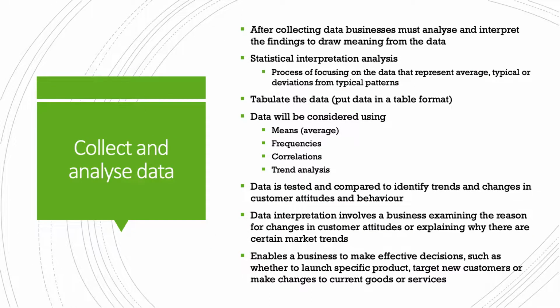And then the last slide is how we actually collect and analyze this data. So after collecting data, businesses must analyze and interpret the findings to draw meaning from the data. Statistical interpretation analysis is the process of focusing on the data that represent average, typical, or deviations from typical patterns. You then tabulate the data, so actually put it into a table format. The data is then considered, means, frequencies, correlation, trend analysis. Obviously, this is easier with quantitative data because you are going to be more easily able to find your average.